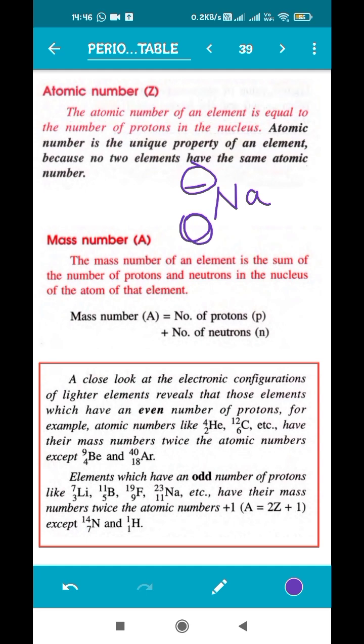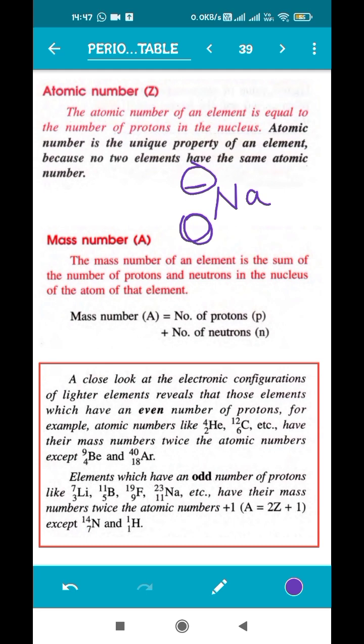Now we see a very interesting thing out here. If you look at the electronic configurations of the lighter elements, whose mass number is low, we see that elements which have an even number of protons, that means whose atomic number is even, have their mass number almost twice their atomic number. For example, helium has an atomic number of 2 and a mass number of 4, double the atomic number. Similarly, carbon has an atomic number 6 and its mass number is 12.